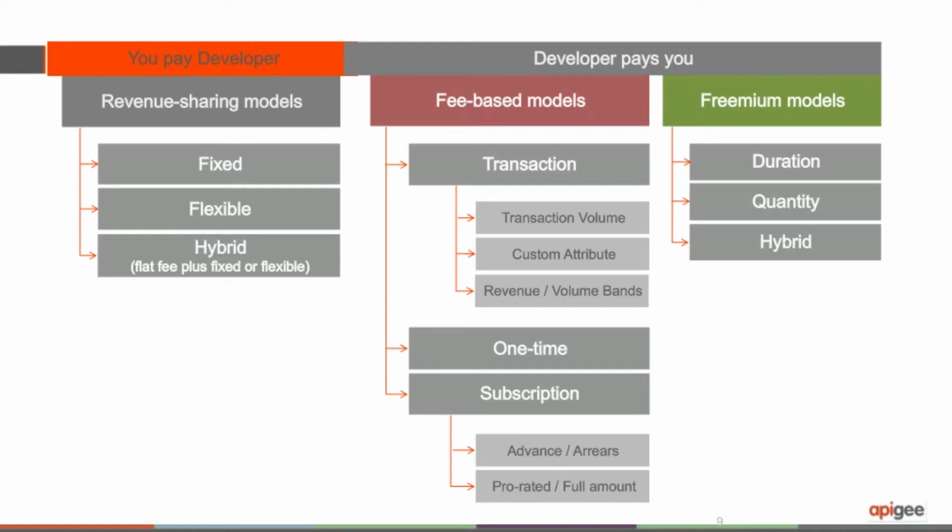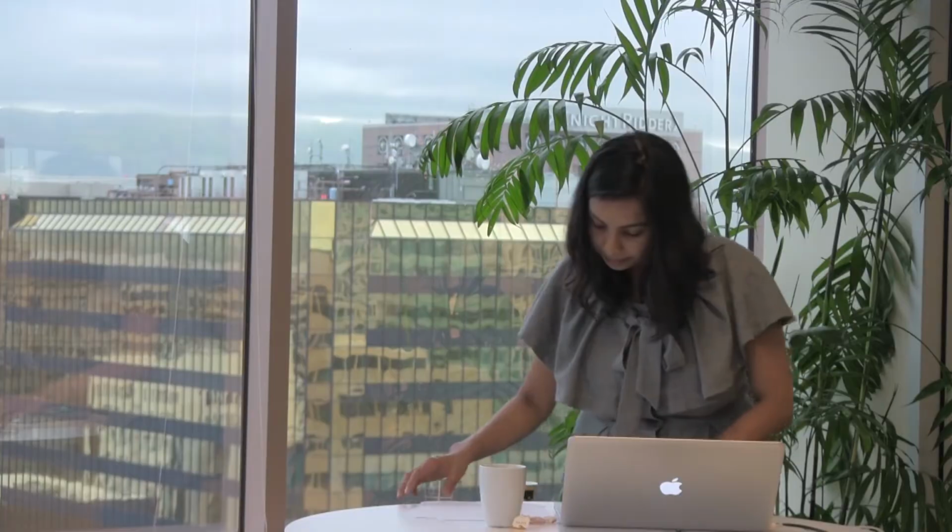You could have a subscription model. This everyone should be familiar with, where you pay a certain fee every month, and you have access to a certain amount of content. And you can have a transaction-based model. And this transaction-based model is very common with mobile apps, okay?